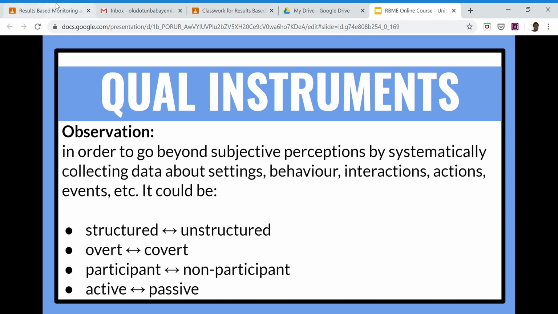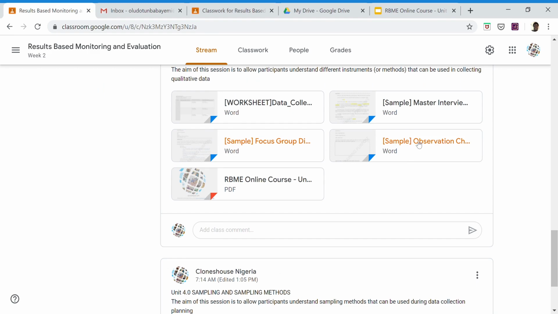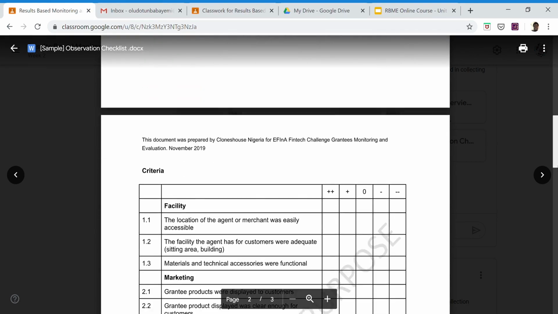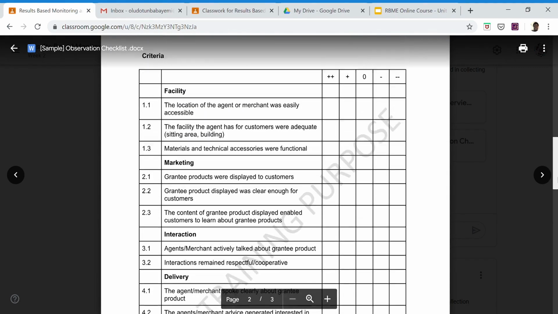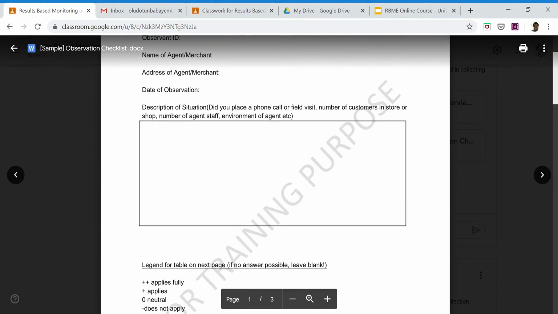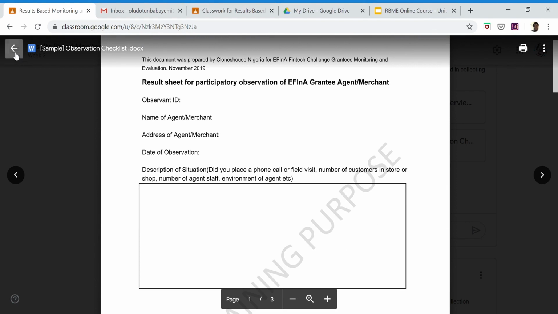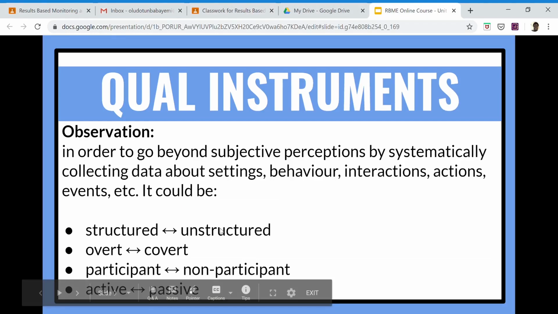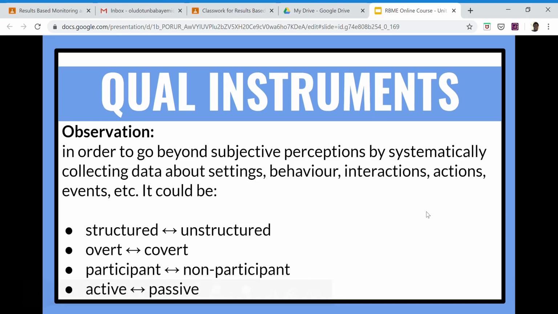And in some of the samples, in the classroom, you actually have this kind of checklist that you normally take, which is structured. You can take a look at that. So that's an example of a structured observation. It could be unstructured, whereby you do not necessarily have a checklist, but you as an evaluator are just taking your notes.